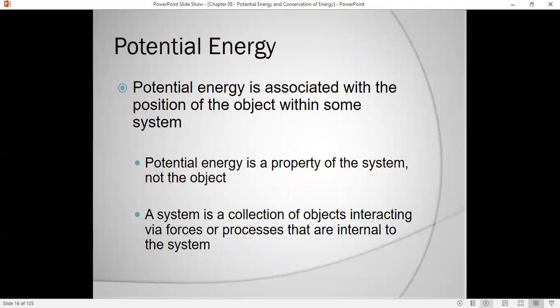Potential energy is associated with the position of the object within some system. So the potential energy is a property of the system, of course, and not the object. If you take an object and you put it in a different system, you can have a different potential energy. For instance, what your potential energy is on Earth 1 meter above the surface is going to be different from the potential energy of an object 1 meter above the surface of the moon or above Mars.